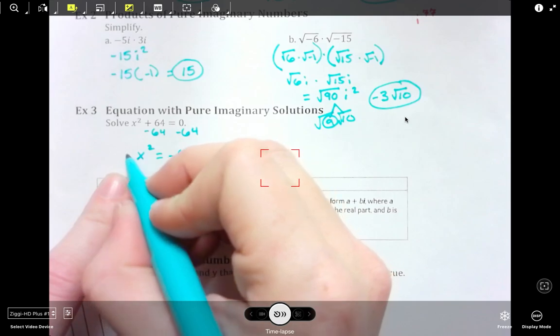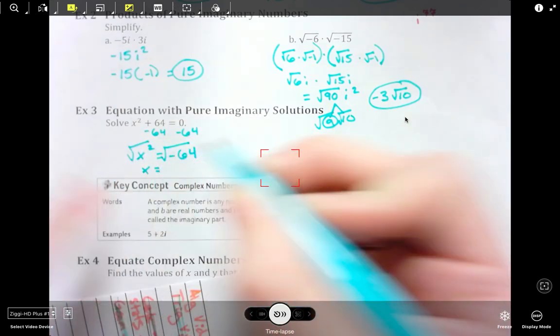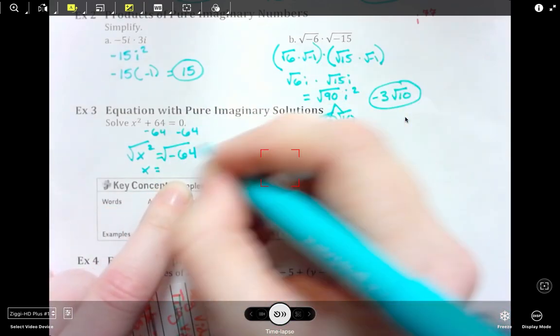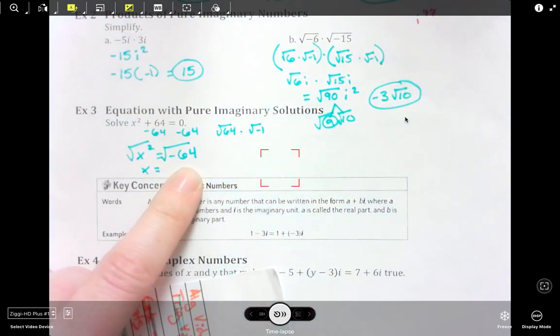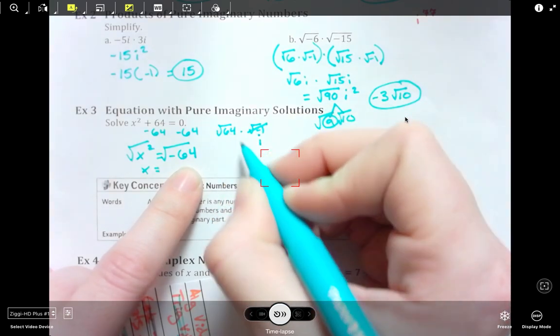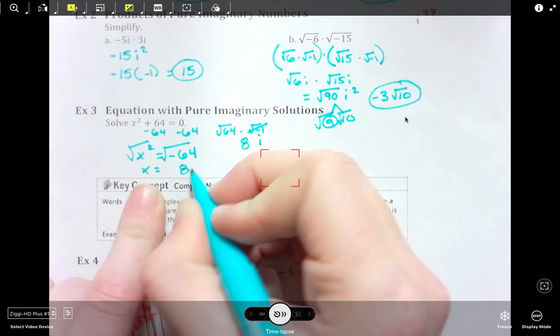Okay, and when we take the square root of both sides to get rid of the square, we're left with x over here. But over here, this is like the square root of 64 times the square root of -1. Okay, and that -1 is i, and the square root of 64 comes out as 8. So the answer is 8i.